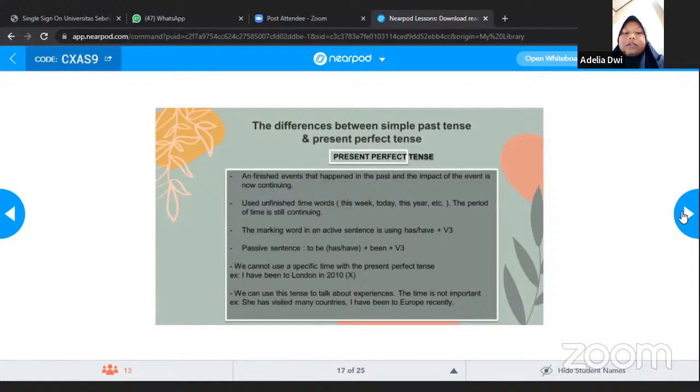And then the next one, for the passive sentence, we use to be, has or have plus been plus verb 3. And then the fourth one, we cannot use a specific time with the present perfect tense. Example, I have been to London in 2010 is an incorrect sentence. So for the last one, we can use this tense to talk about experience. The time is not important. So example, she has visited many countries. I have been to Europe recently.